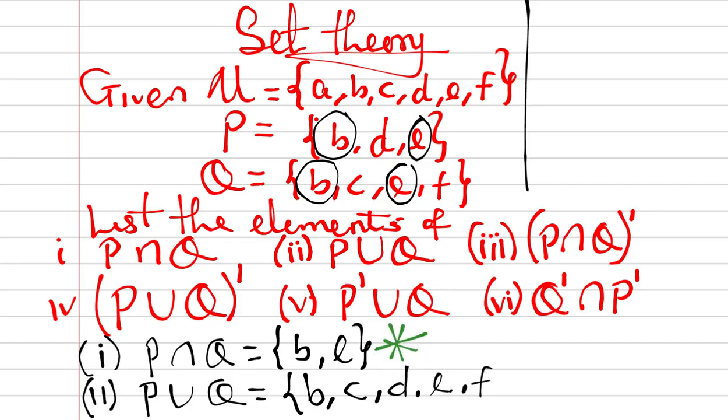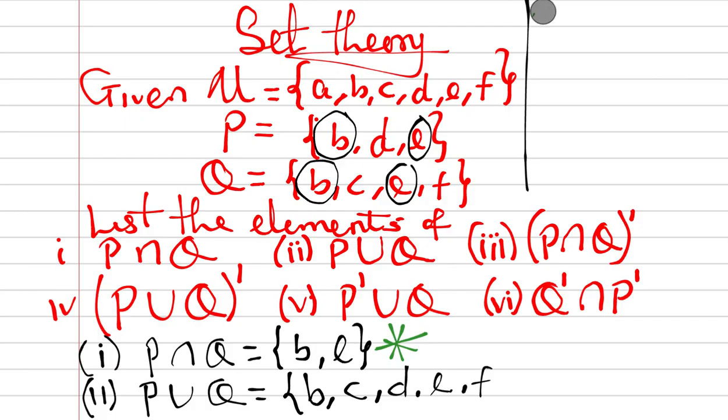Now your P intersection Q complement. The complement of the intersection of P and Q will be what is in the universal that is not in your intersection. That means you will write all these universal elements except B and E. Are you seeing that? Let me repeat that again. You will write everything in this universal except B and E. All right, so what does that mean?